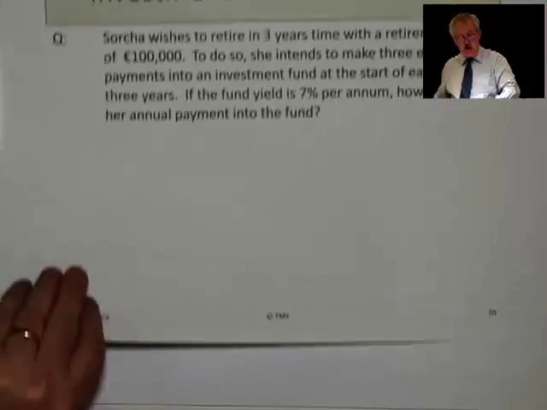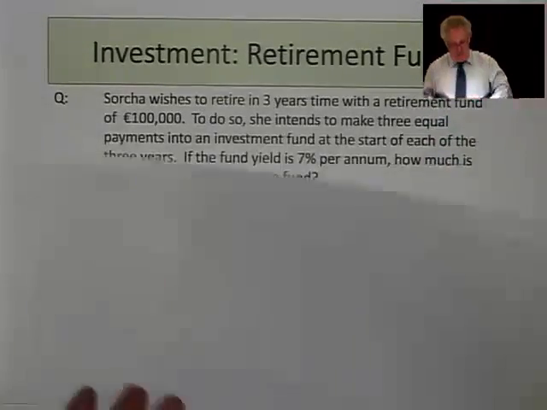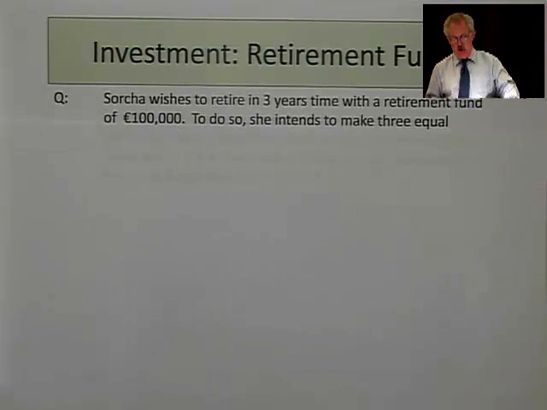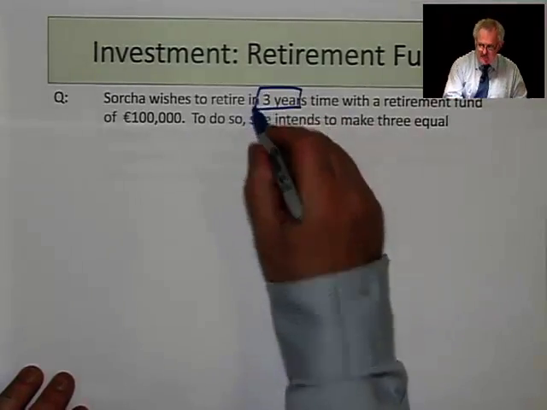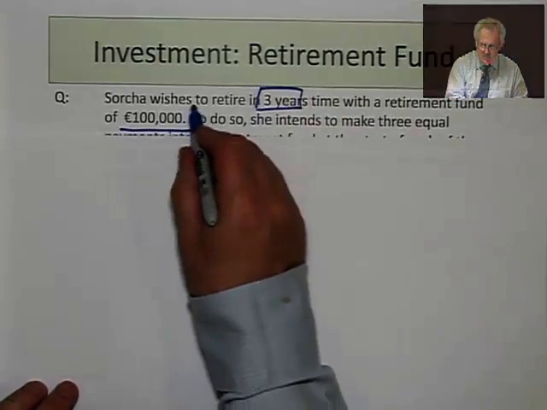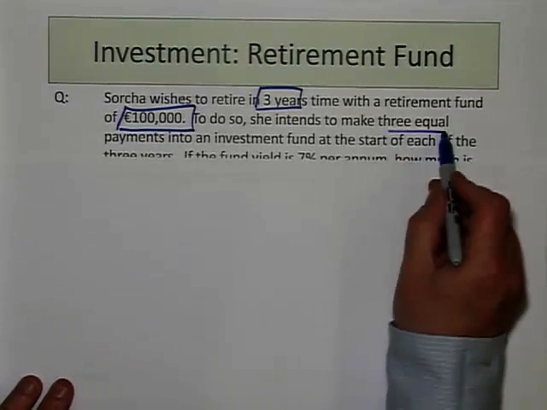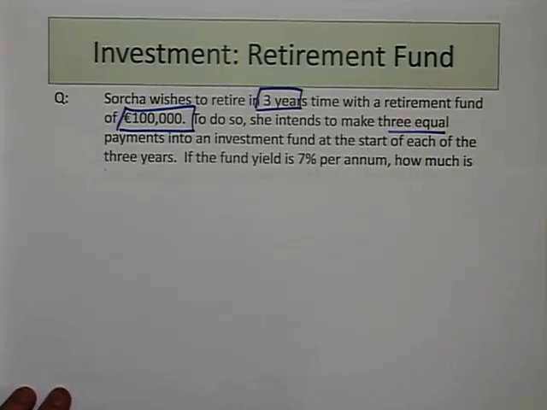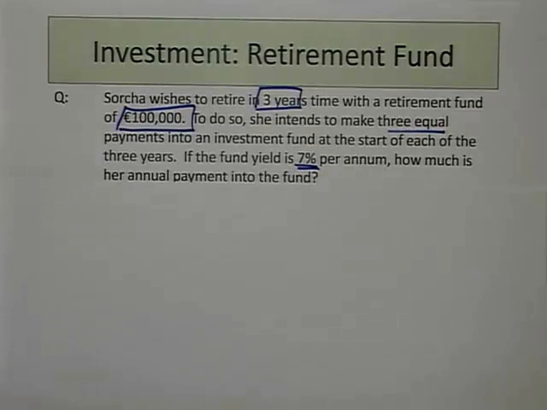So now let's look at Sorika's situation. Sorika wishes to retire in 3 years' time. And she wants 100,000 as well, but there's a bit of a difference here. She's willing to make 3 equal investments into an investment fund at the start of each year. And her fund is 7%. So this is more complicated.